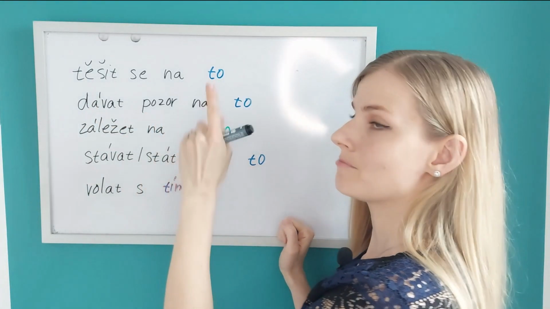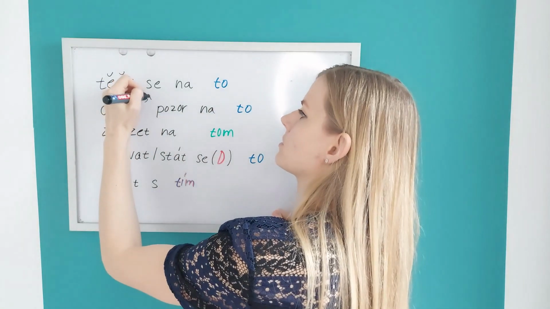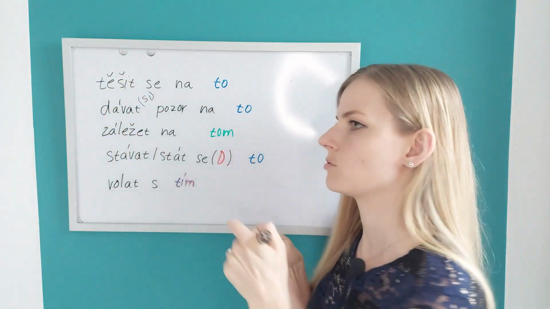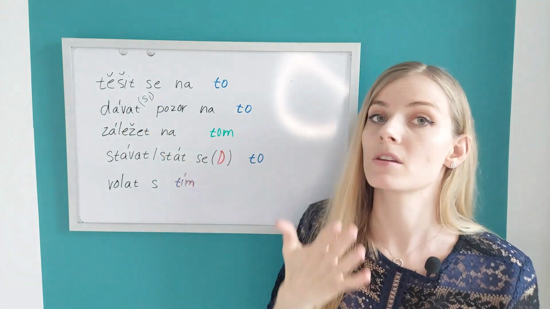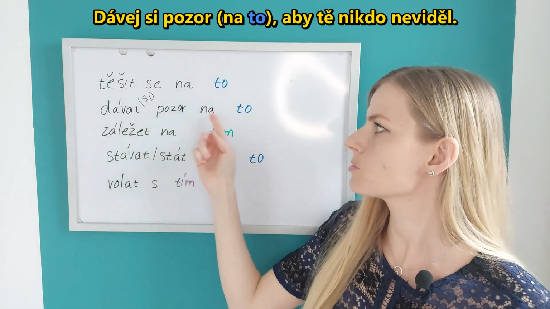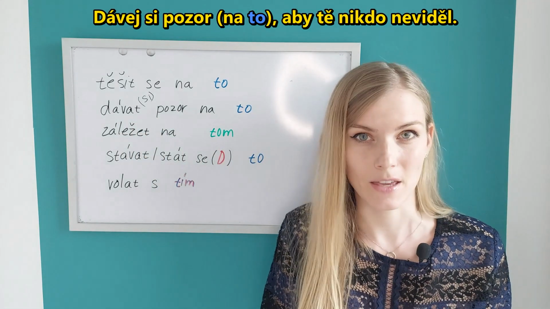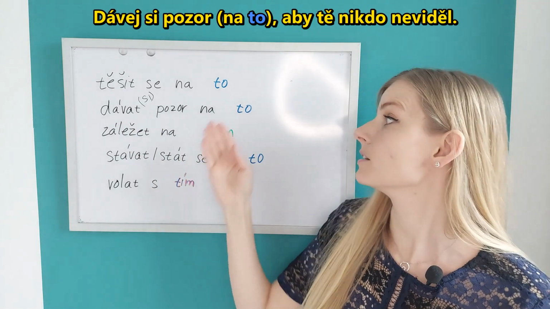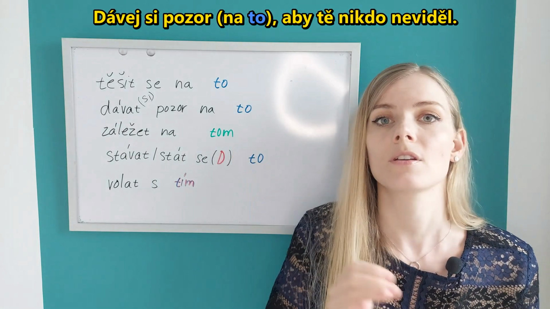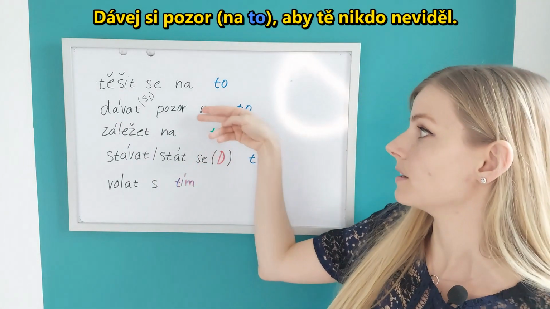Dávat pozor na něco. Or we can also use si here, dávat si pozor, to be careful about something of my own. Watch out for something, be careful with something. Dávej si pozor na to, aby tě nikdo neviděl. Be careful that no one sees you. And again, we can leave this out. Dávej si pozor, aby tě nikdo neviděl.